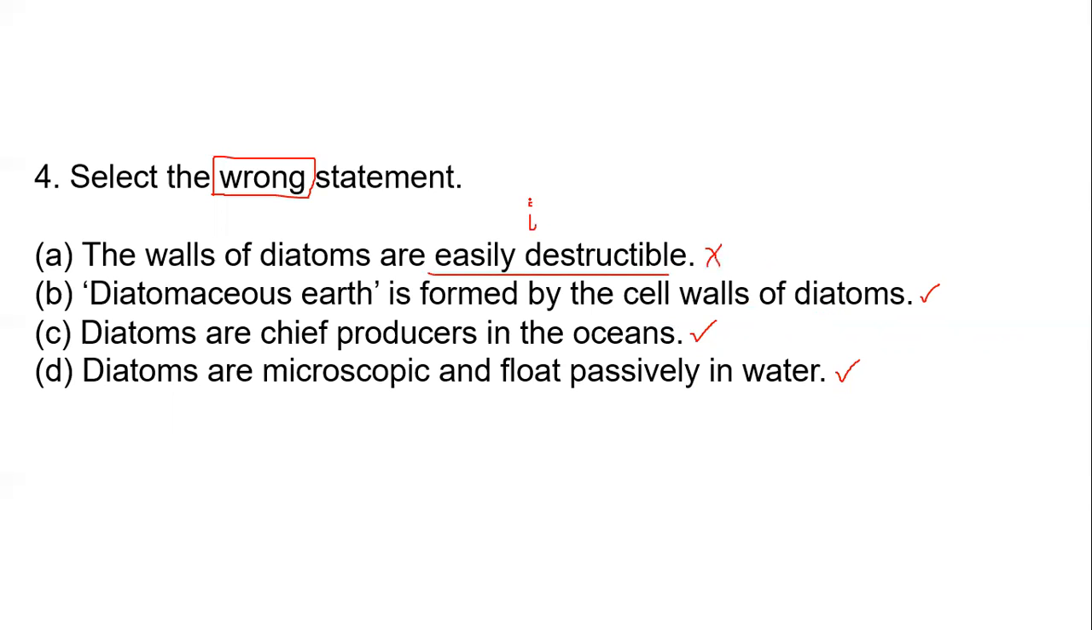The walls of diatoms are indestructible. Diatomaceous earth, due to their wall is made with silica. Due to the deposition of silica, it leads to the formation of diatomaceous earth. Okay, it is actually gritty in nature and is used for polishing of shoes, everything, right? Filtration of oils and syrup and everything. So the correct answer for question number 4 is option number 1.